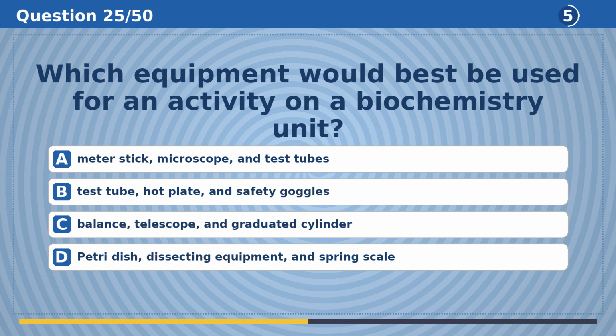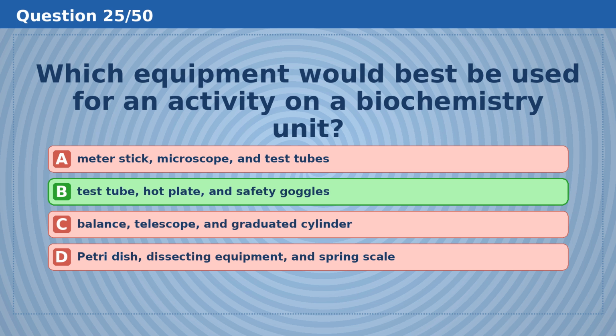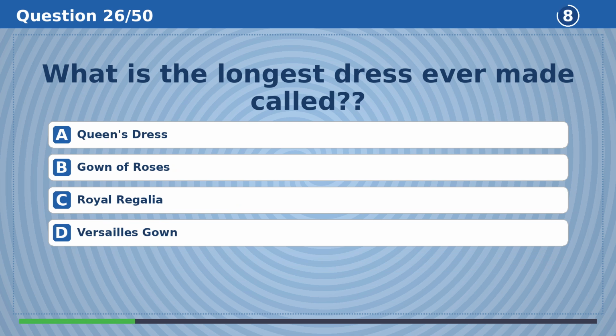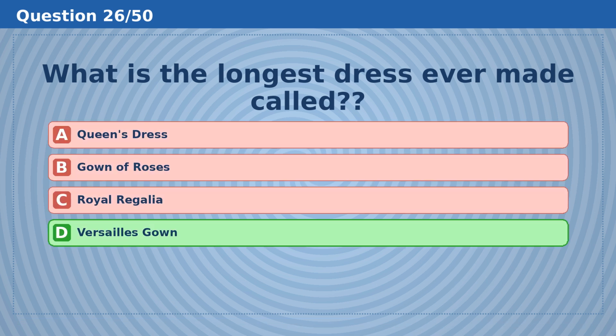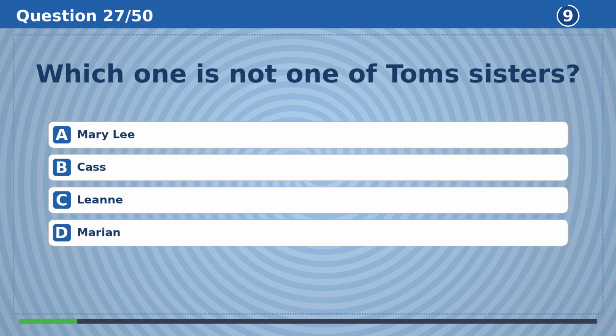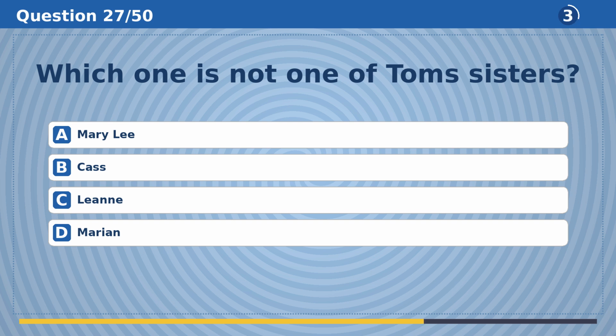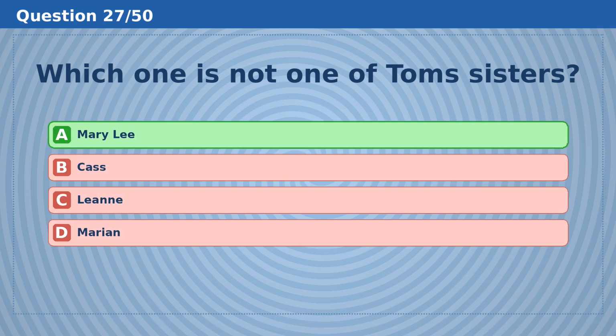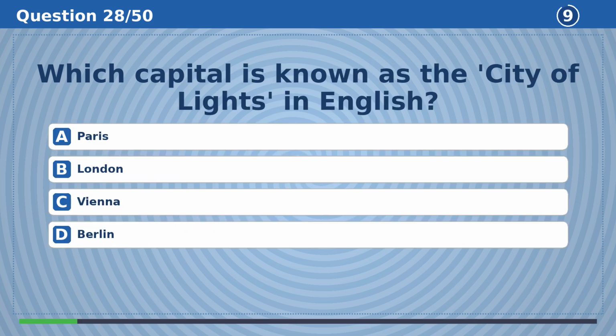Which equipment would best be used for an activity on a biochemistry unit? The answer is B. Test tube, hot plate, and safety goggles. What is the longest dress ever made called? The answer is D. Versailles gown. Which one is not one of Tom's sisters? The answer is A. Mary Lee.